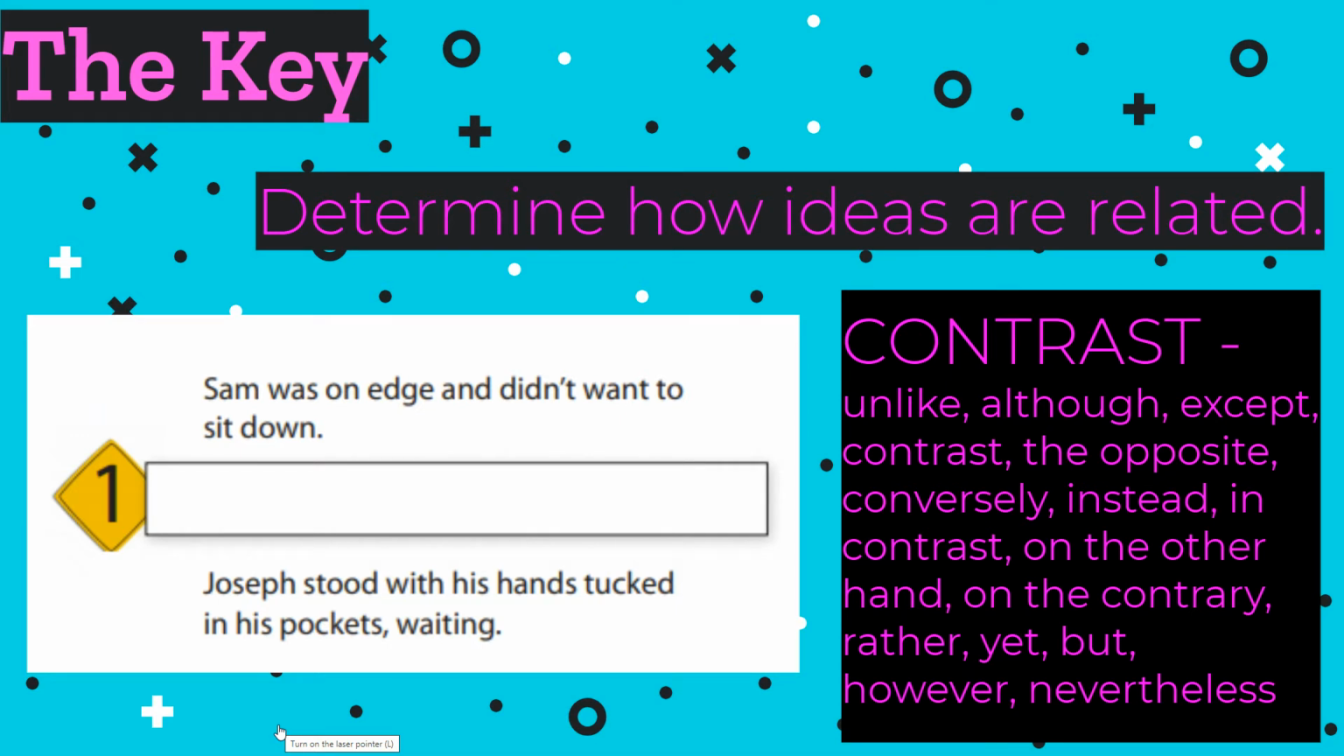Sam's on edge. He didn't want to sit down. Joseph stood with his hands tucked in his pockets waiting. So Joseph seems more relaxed. He's just waiting. Sam is more on edge. So this is a contrast relationship between these two things.